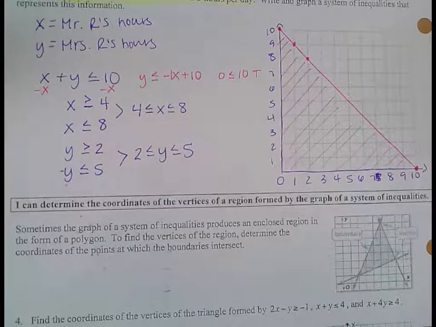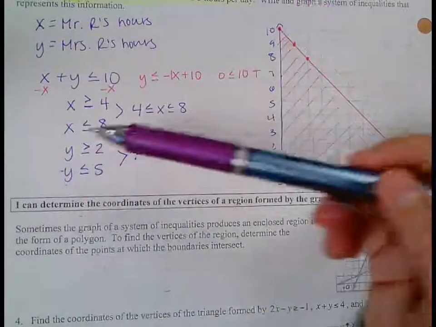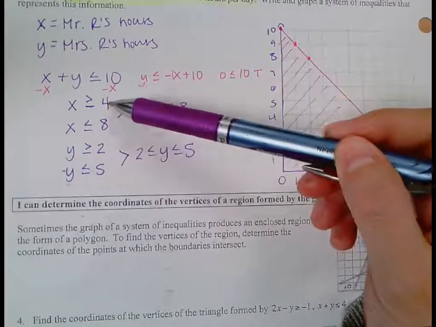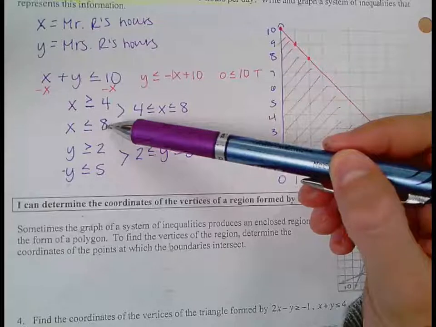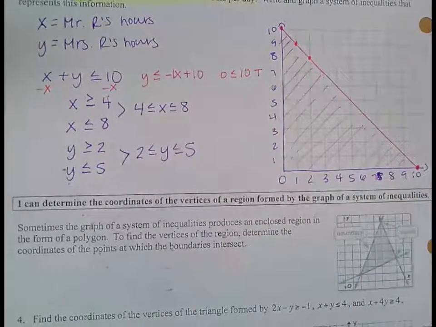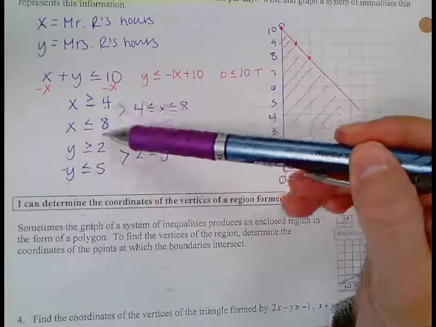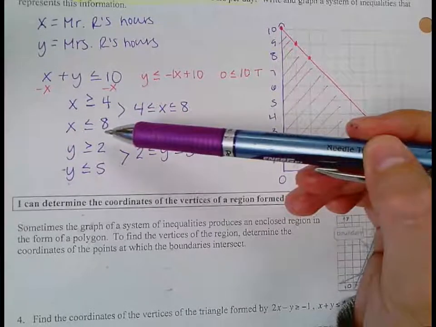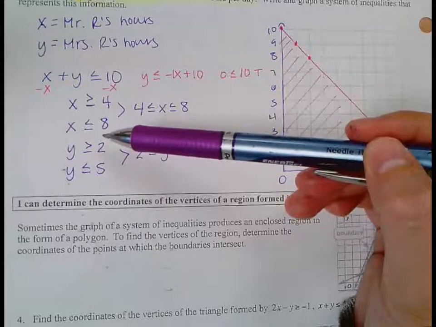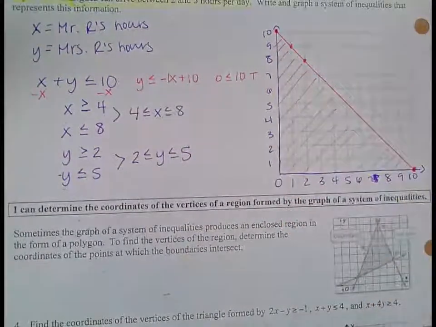All right, now we'll actually graph the next two together. So for x is greater than or equal to 4 and x is less than or equal to 8. If you think of these as equations, x equals 4, x equals 8, when you only have one variable in an equation, that's either a horizontal or a vertical line. So if it's x equals, is that horizontal or vertical? Vertical.